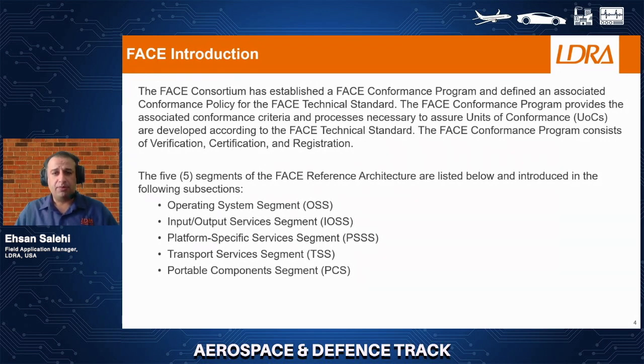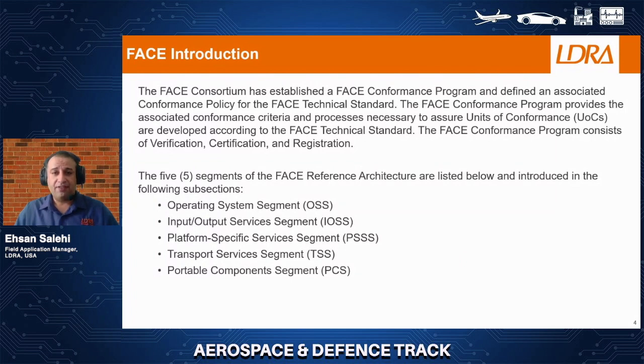The FACE conformance program provides the associated conformance criteria and process necessary to assure the units of conformance, what we call the UOC. This term will be used broadly during this presentation. These UOCs are developed according to the FACE technical standards. The FACE conformance program consists of verification, certification, and then registration. So there are 3 steps involved with the FACE conformance process: verification, certification, and registration.